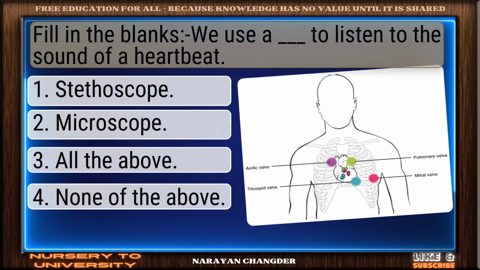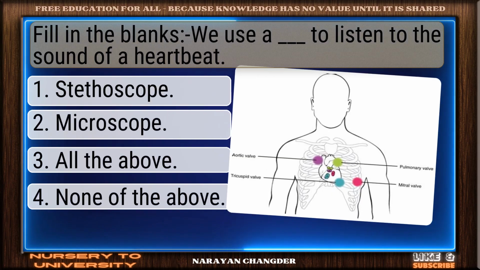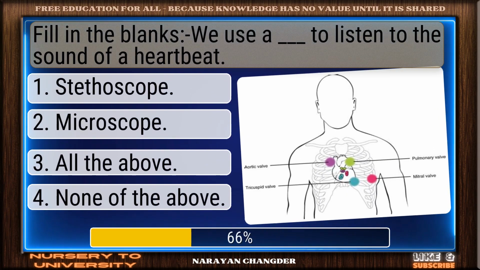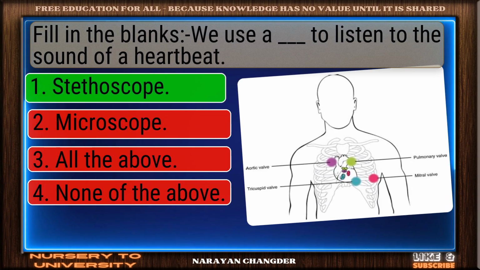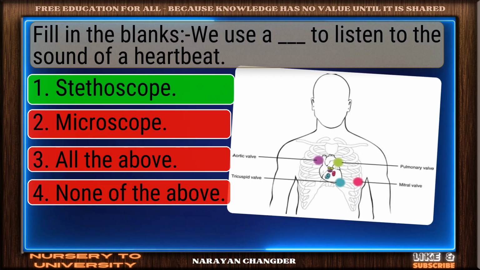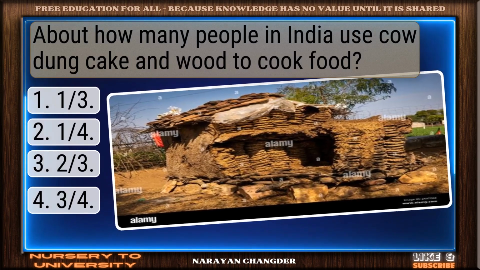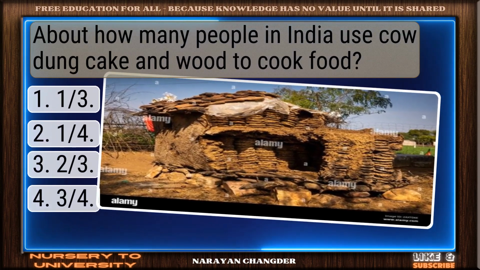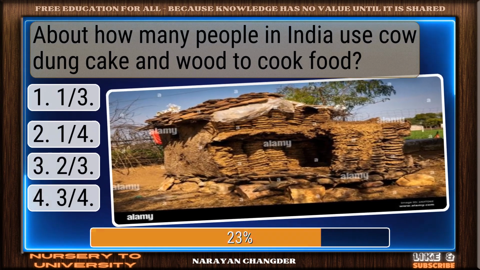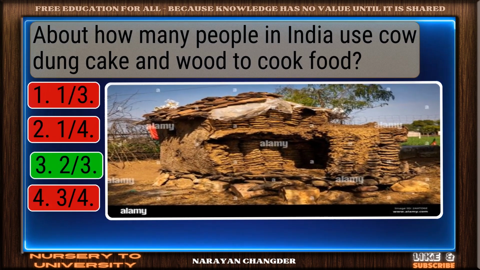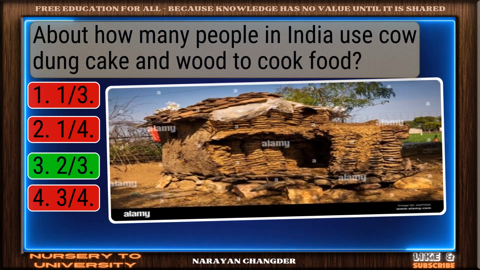Fill in the blanks. We use a dash to listen to the sound of a heartbeat. Nice work. You chose stethoscope and it is correct. About how many people in India use cow dung cake and wood to cook food? Valid point. Two-thirds is true.